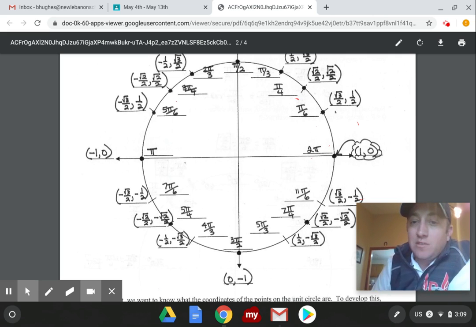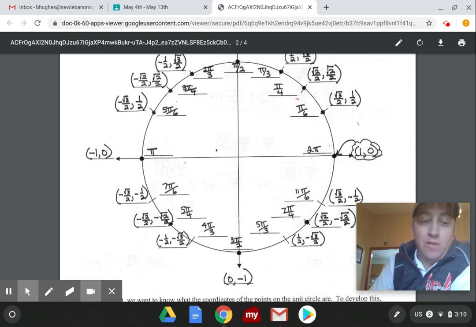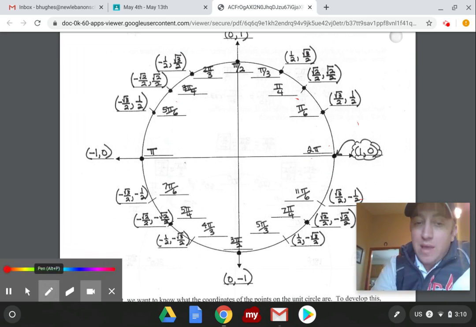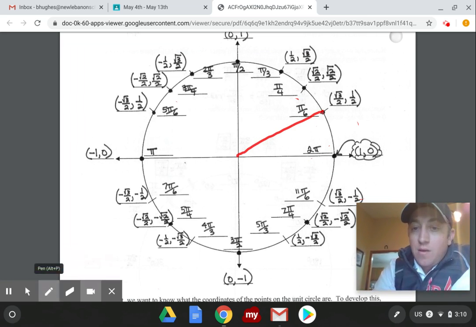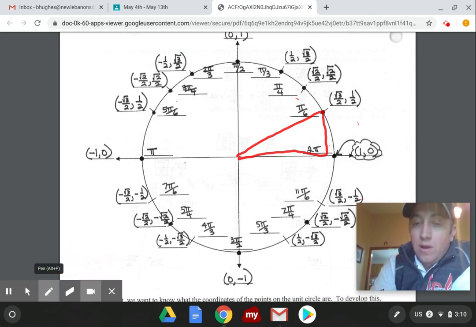At pi over 6 or 30 degrees, my ordered pair is square root of 3 over 2 and 1/2. And the way that they got that is really just making a right triangle. I know that the radius of that is 1, so there's my hypotenuse. And then they're just using the fact that it's special right triangles, it's a 30, 60, 90 right triangle. So I'm just using those properties to be able to get the rest of those sides.